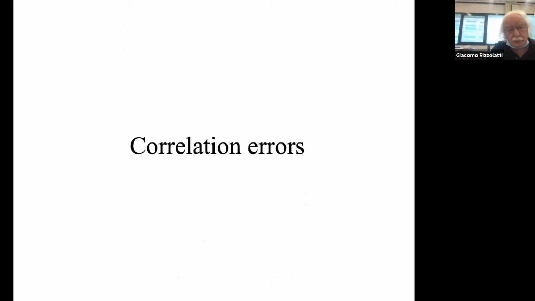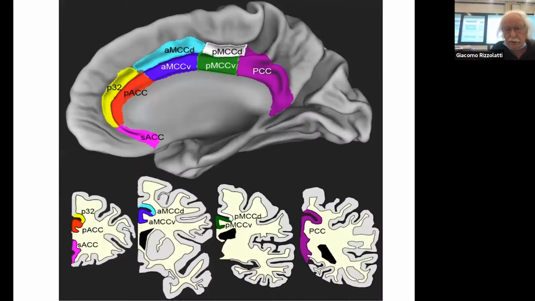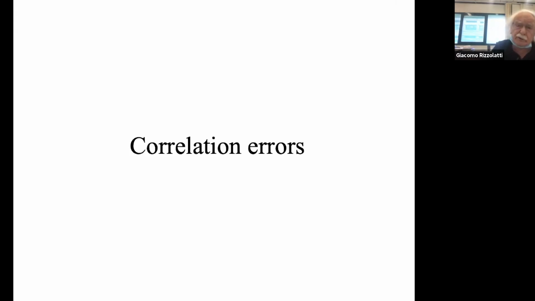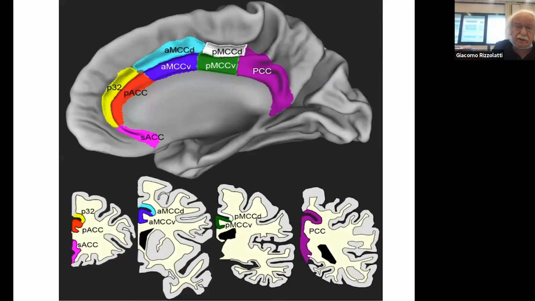I mentioned before correlation errors. Correlation errors have been forgotten for a long time. Why? Because when you do an experiment and you see that an area becomes active, you say, okay, this area is important for laughing, or this area is important for running. But it could be not so. And a typical error has been made here.